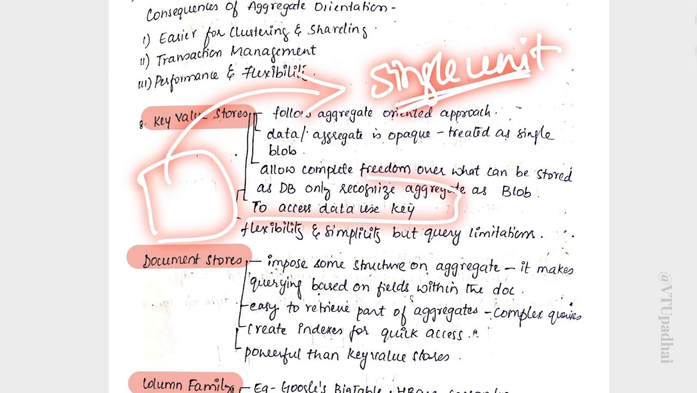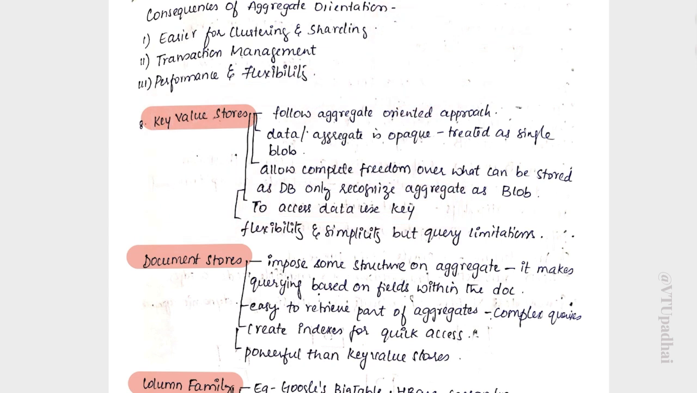We can access these using the key. Along with the key, there is a value which is stored together with it. So by making use of this key, you can get whatever value you want. This simplicity provides flexibility in data storage, but it limits how the data can be queried. That is, query limitations are there.